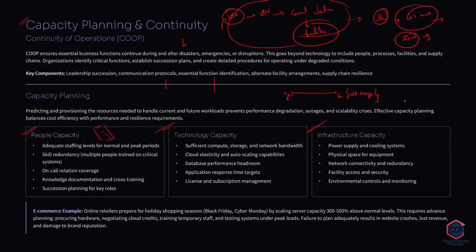Infrastructure: power supply should be there, and cooling systems, as there will be heavy servers. There should also be physical space, network connectivity, redundancy and facilities, security, and environment control and monitoring.